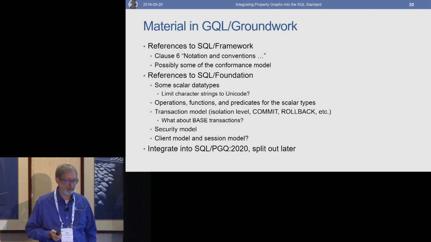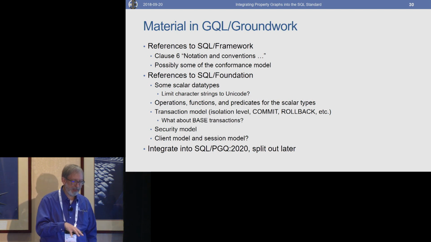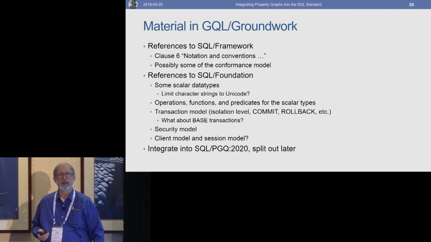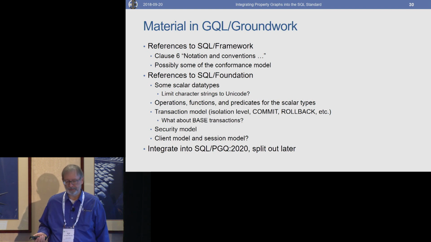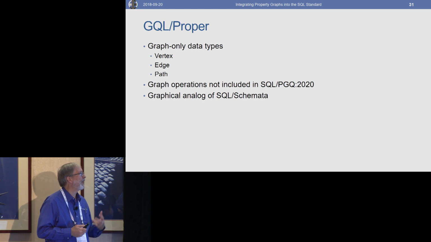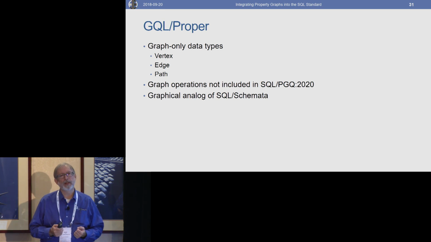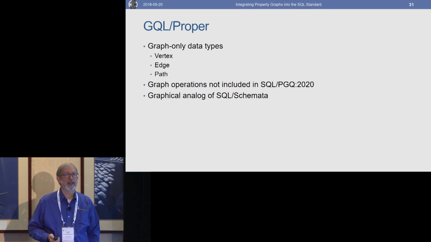Some of this is needed for SQL PGQ, and so what we probably will end up doing is adding it to SQL PGQ 2020 and then splitting it out later into the separate groundwork document. But very few people are going to care about the details of that. Then there's going to be the things that are graph only, things like vertices and edges and path operations and so on, and maybe a graphical analog of the schema information tables. What's that going to look like? I don't know yet. That's going to be interesting.